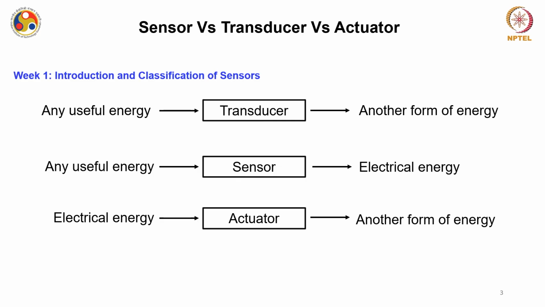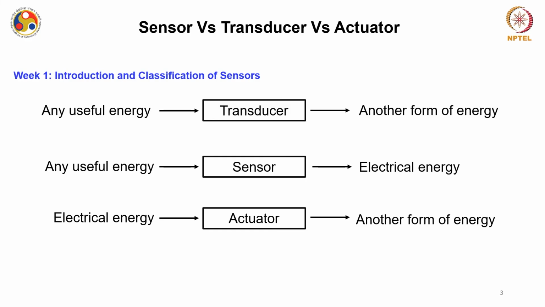Then we talked about 3 different terms, that is sensor, transducer and actuator, and we gave considerable time to understand the difference between them. A transducer is a device which converts any useful form of energy to another form of energy. A sensor is a device which converts any useful energy specifically to electrical energy, while an actuator is a device which converts electrical energy to another form of energy, like heat energy or some mechanical energy.